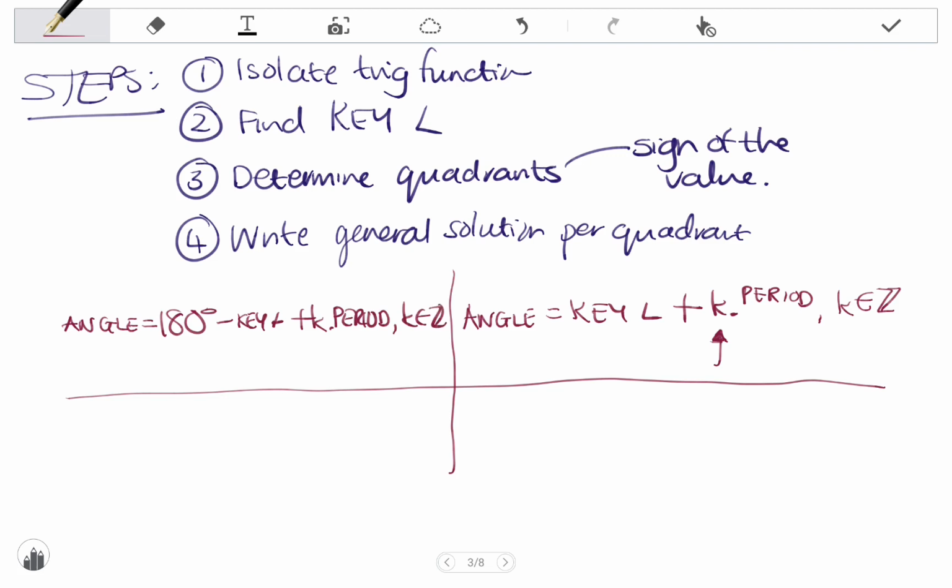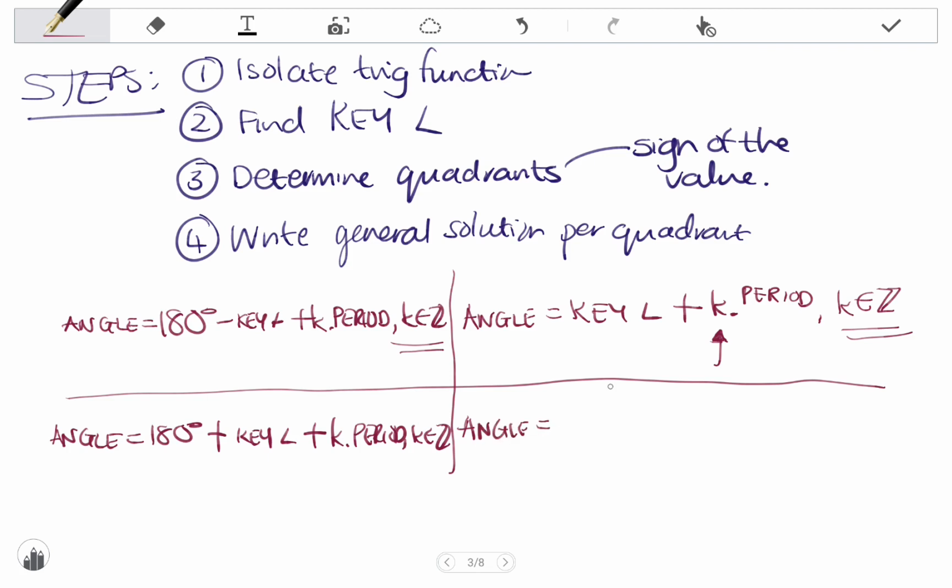It is very important that you add this k as an element of integers. You actually lose marks for it if you haven't written it. Third quadrant, our general solution is the angle is equal to 180 degrees plus the key angle. And then we add multiples of the period. And k is an element of integers. In the fourth quadrant, we name our general solution: angle equals 360 degrees minus the key angle plus k times the period, and our k is an element of integers.